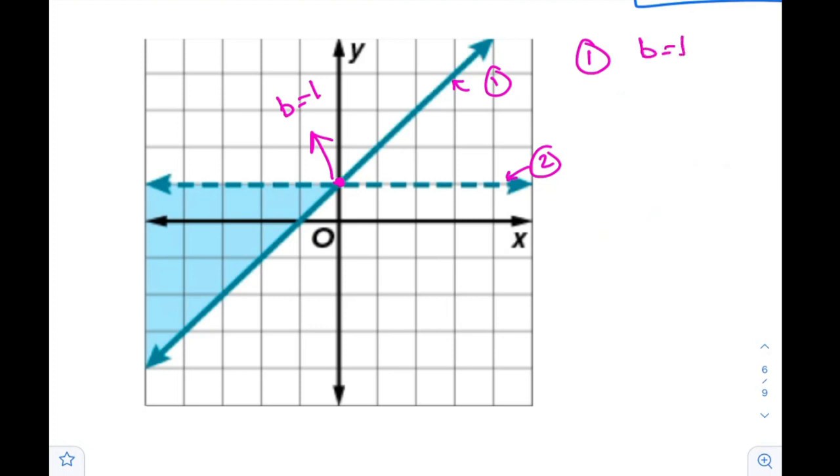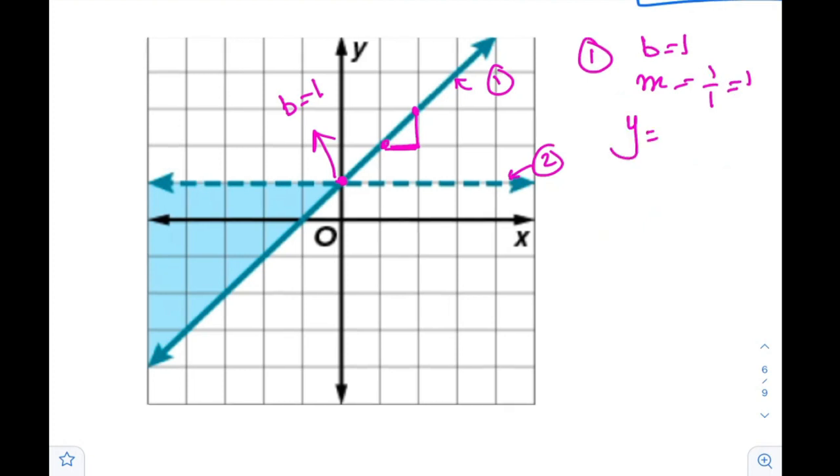If you want to find the slope, just take 2 points. So slope is 1/1, which is 1. It's a positive slope. So we have y equals mx plus b. So 1x plus 1 means y equals x plus 1. Now let's decide. Shading is above the line.